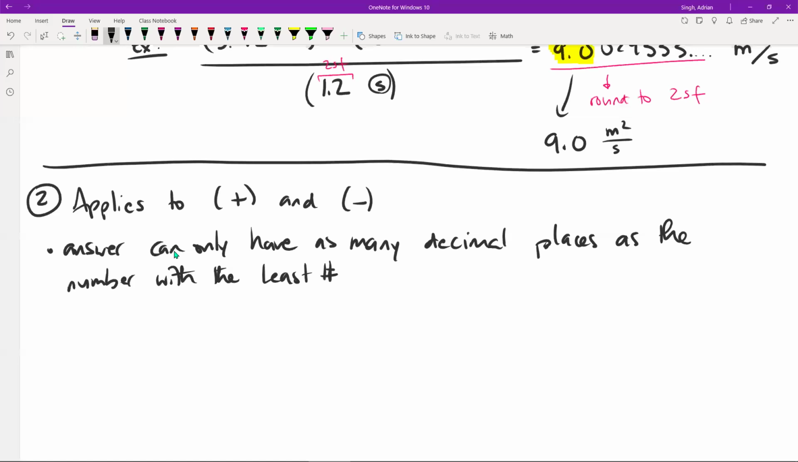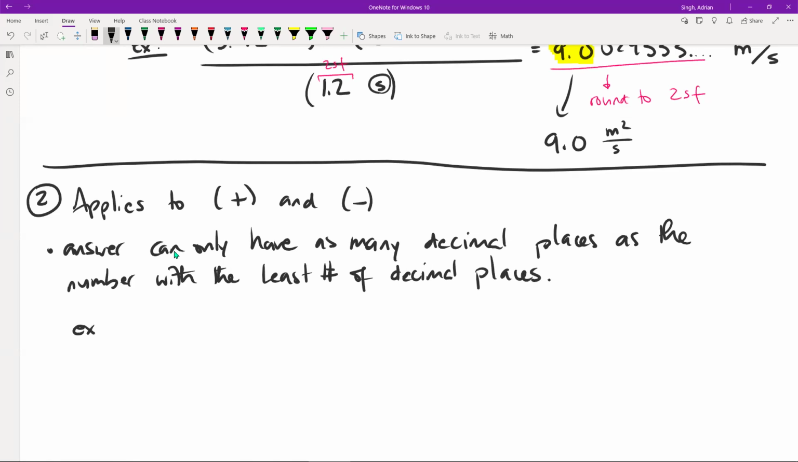So in other words, we're not looking at sig figs in this case. What we're looking at here is the precision of the measurements themselves. And when we add or subtract, we can only be as precise as the measurement with the least precision, the least number of decimal places.